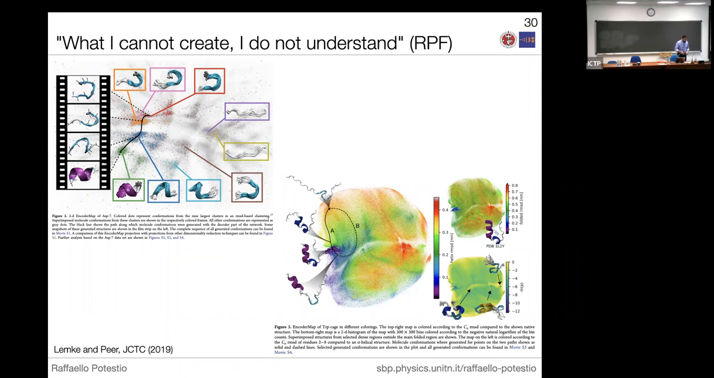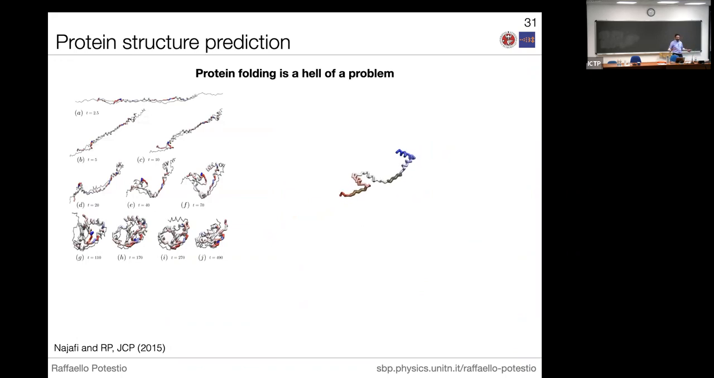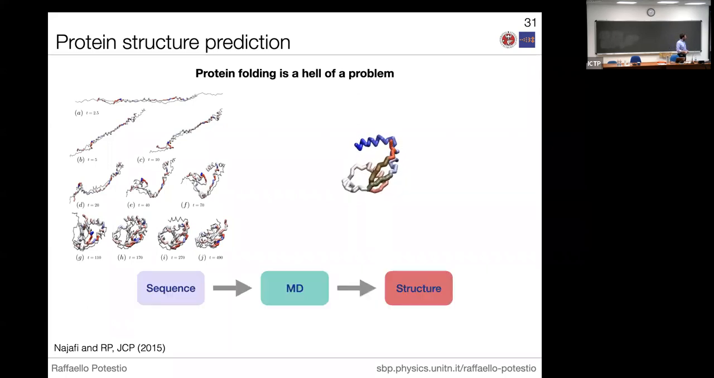Okay, last but not least, in the context of machine learning, we need to talk about folding, because folding is one of the main problems that we have in protein physics. That is, if I give you the sequence of the protein, can you predict the structure in which it will fold? It's a very difficult problem. And typically what we do is to start from the sequence and set up the protein in a molecular dynamics simulation in a non-folded fashion. Then we let the simulation go, we let the protein fold, and eventually we get the native structure. This is the hope.